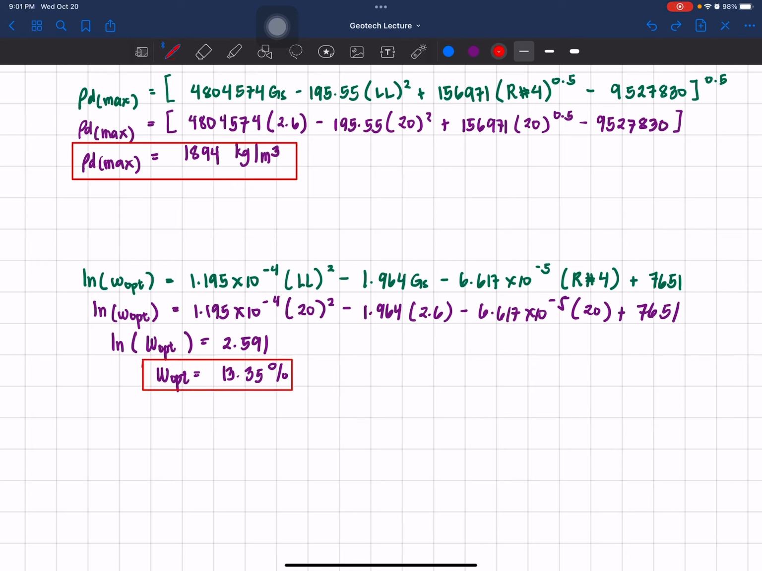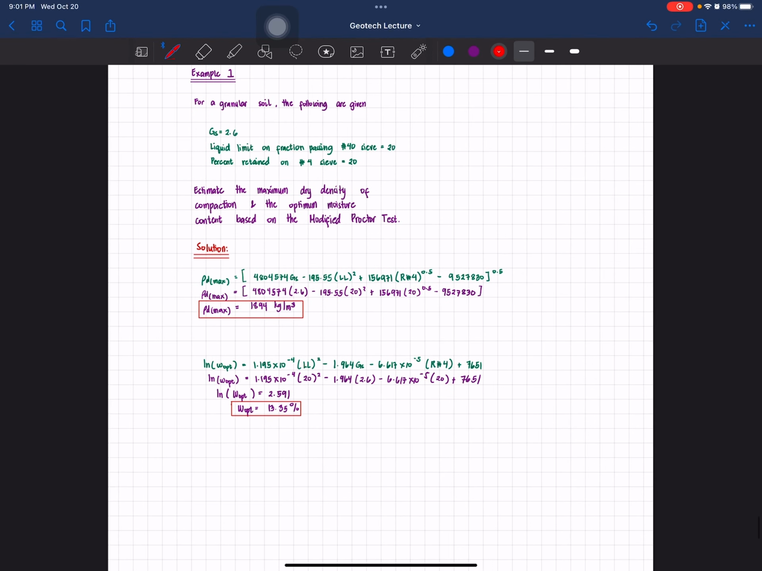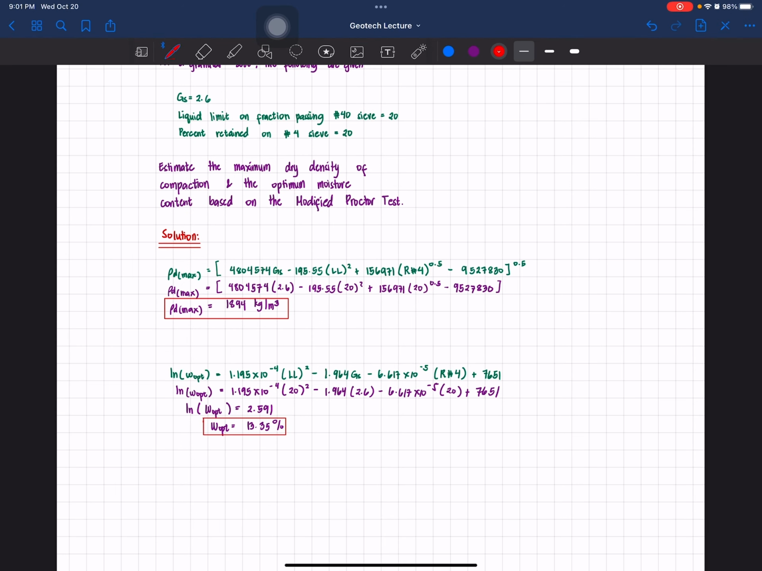So, kung may graphical method man doon, binibigay na dati yung graph, guys. Ayan, binibigay na dati yung graph. Okay. So, that's your modified proctor test. Okay? So, yun lang yung modified proctor test natin.